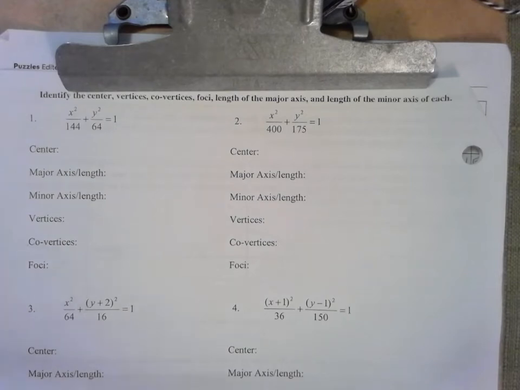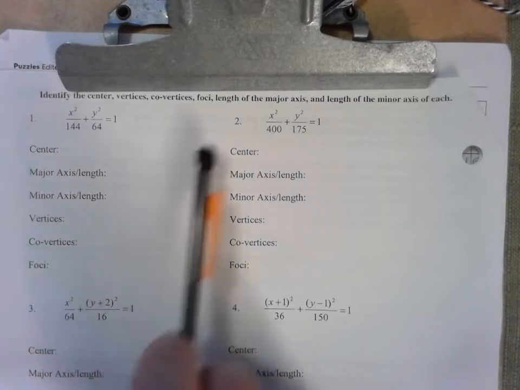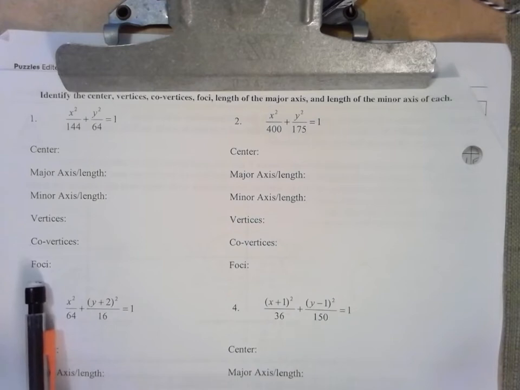Welcome back to page 2. On this page you'll notice that there are 5 different equations, and what we're going to do is analyze these equations to find all this information: the center, the vertices and the co-vertices, the lengths of your major and your minor axis, and the location of your foci.